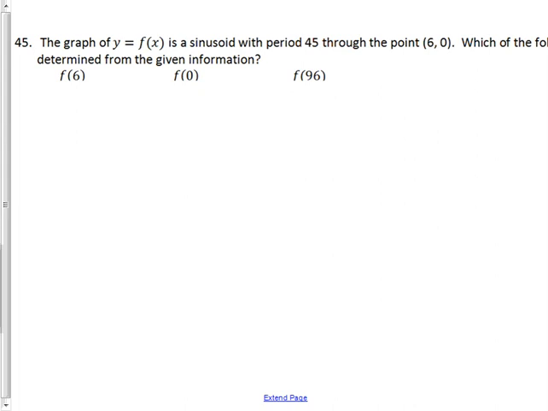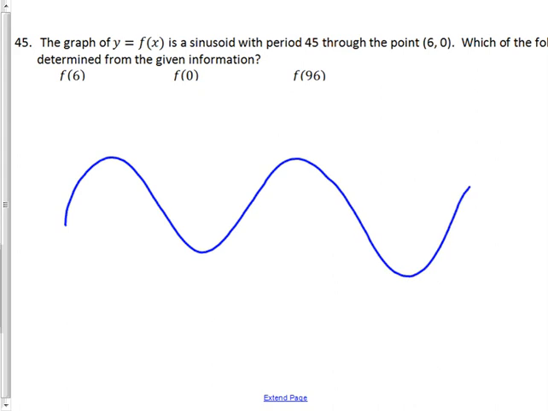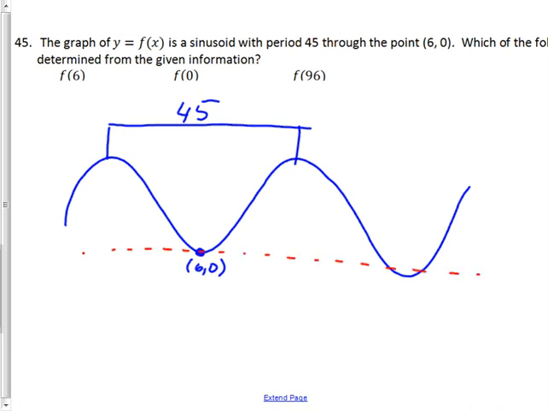This one was a tricky one, but I think I can explain it to you. All right, so the graph of this is a sinusoid, which means it goes like this, right? With a period of 45, that means from peak to peak, or valley to valley, this distance is 45. It goes through the point 6, 0, over 6, up 0. I'm going to pick that to be this spot right here. So that means my axes would be running like this, right? I don't know exactly where that axis is.